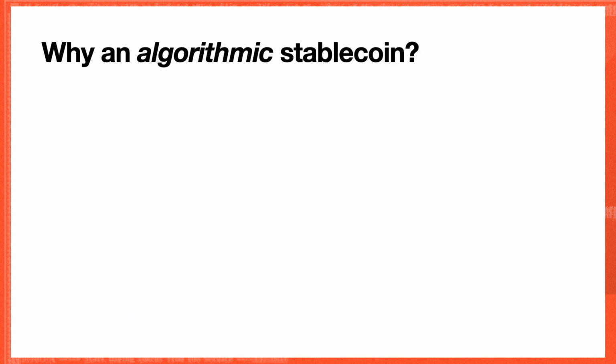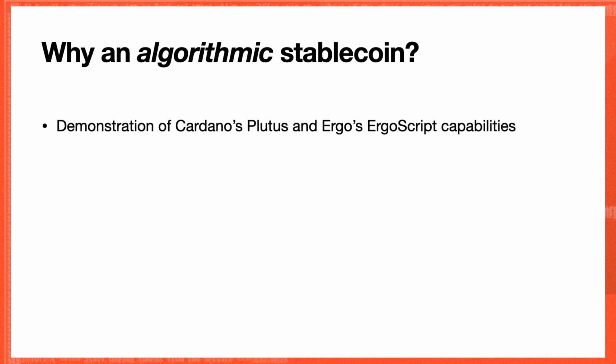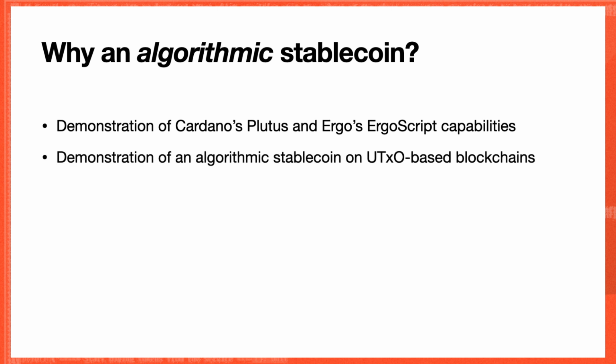So why did we choose an algorithmic stablecoin? We wanted to demonstrate the capabilities of Cardano and Ergo and the contract languages, Plutus and ErgoScript. We wanted to demonstrate an algorithmic stablecoin on UTXO-based blockchains. So the UTXO accounting model presents some additional challenges when you are implementing the stablecoin, and we wanted to achieve that as well. Although we should also note that the design that I presented in the previous slides could also be used for an account-based blockchain as well.